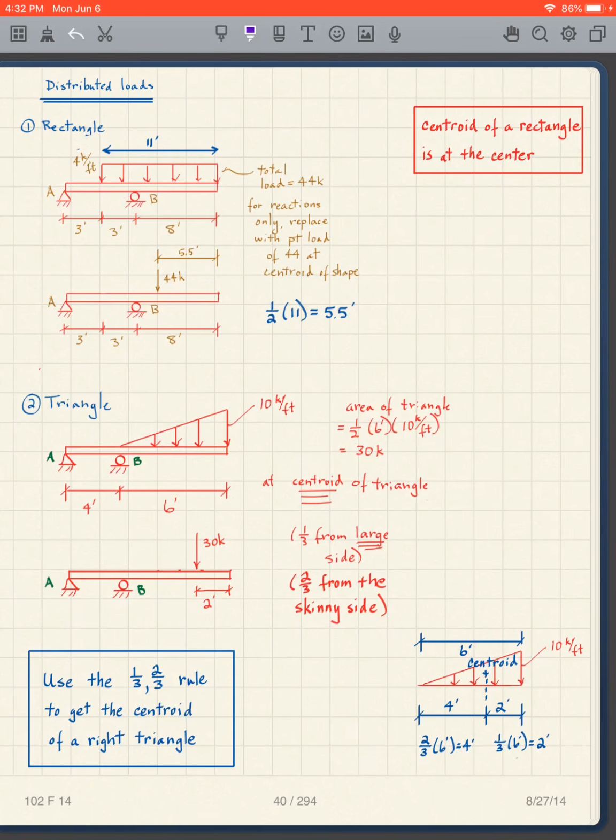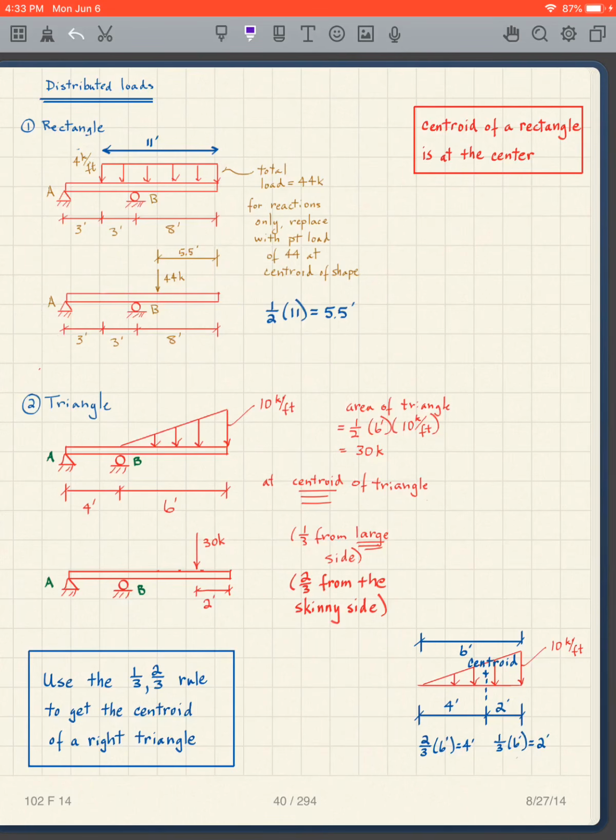Now this shape is a rectangle. We all know that the centroid, or center of gravity, of a rectangle is at the center of the rectangle. In this particular case, this is 11 feet. That means it's 5.5 feet from either the left end or the right end, however you want to measure it. So I'm simply going to take that load of 44 kips and put it here in the center of this rectangle. So that's our substitution. Then we solve for this. I'm not going to go through it. You can all do this. It's very easy, right?